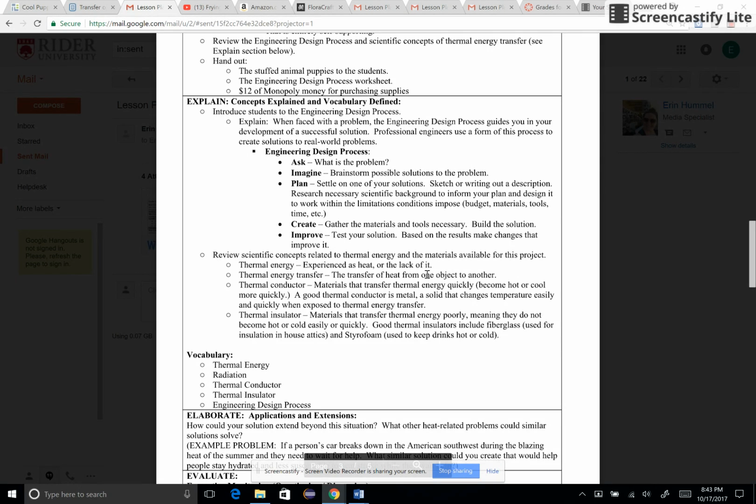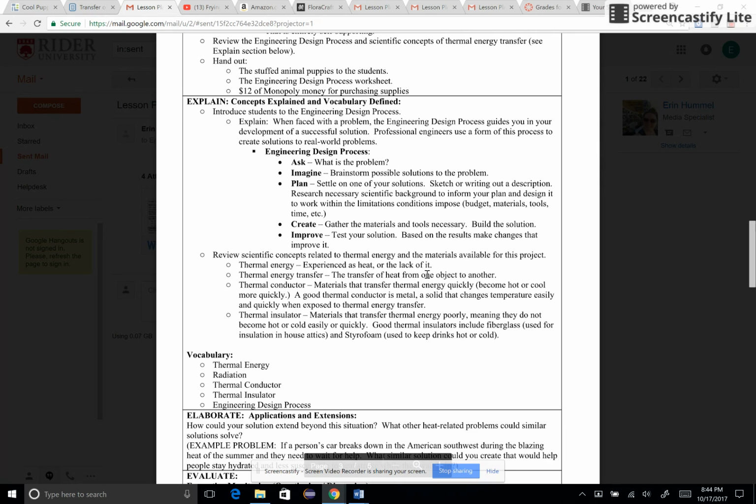And the version of the design process that we'll be using involves the following steps. First, asking, what is the problem? Then imagining, brainstorming possible solutions to that problem. After that, planning, settling on one of the solutions, and sketching or writing out a description, perhaps doing some research of necessary scientific background to inform their planning and design, and to work within the limitations that the situation might impose, whether it's budgets, materials, tools, time.